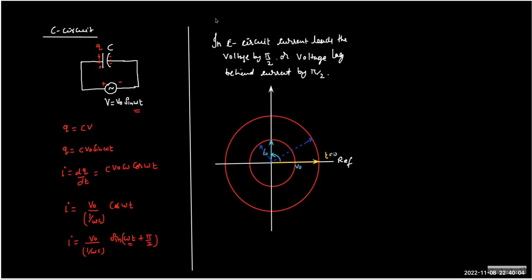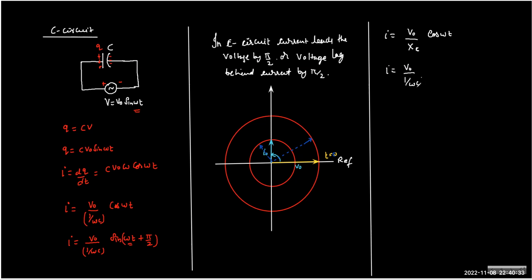Now we need to talk about something called 1 by omega C. So dimensionally, if you divide voltage with something, then that something must be resistance, because dimensionally voltage upon resistance is current, right? Yes. So by this simple comparison, we can say that XC must be written as 1 by omega C.